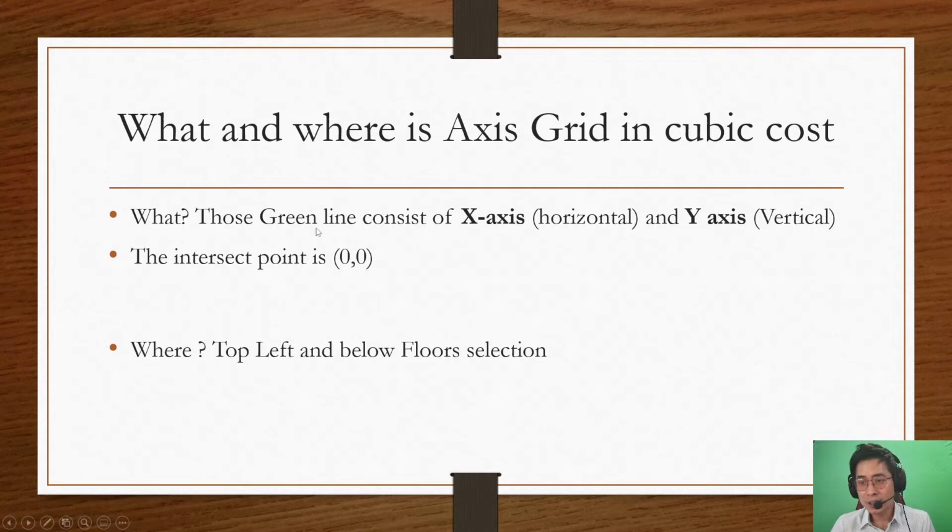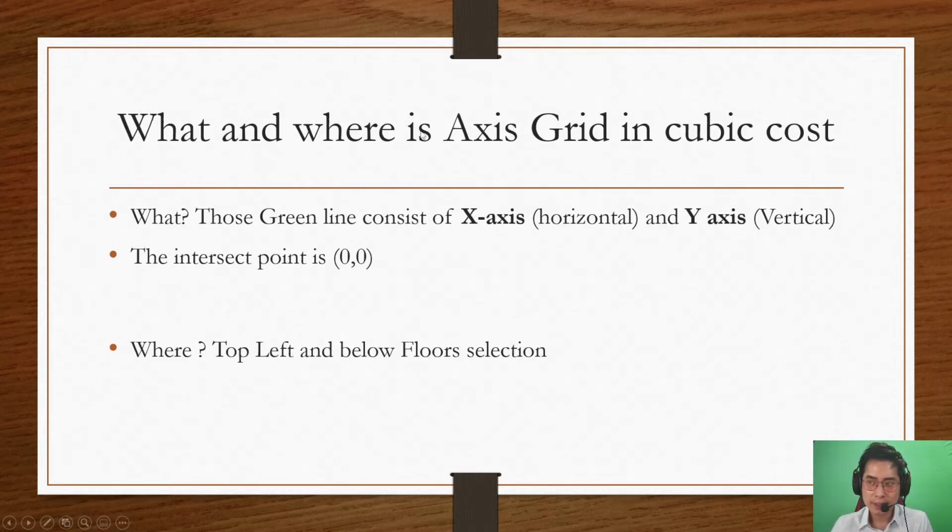So what is the axis grid line? You see there are green lines in the software later. They consist of the x axis, which is the horizontal line, and the y-axis, which is considered the vertical line, and the intersection point is 0, 0. There will be a cross over them.